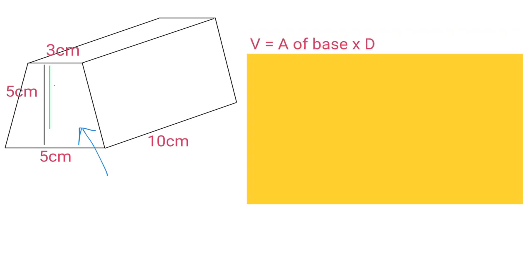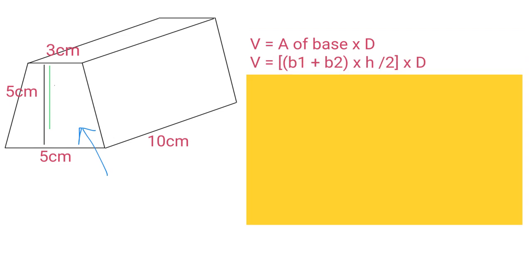So again, the volume equals the area of the base times the depth. I can find the area of the base. It's base 1 plus base 2, times height, divided by 2. And then at the end, I'm going to multiply by the depth. I'm putting brackets in myself just to remind me to finish all of the area of the base before I multiply anything times the depth.